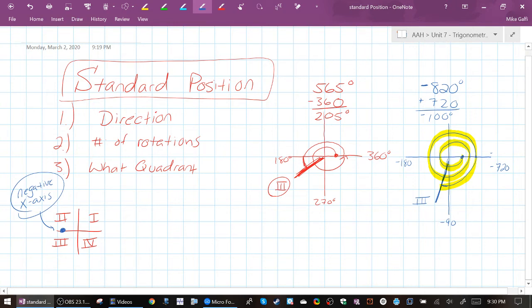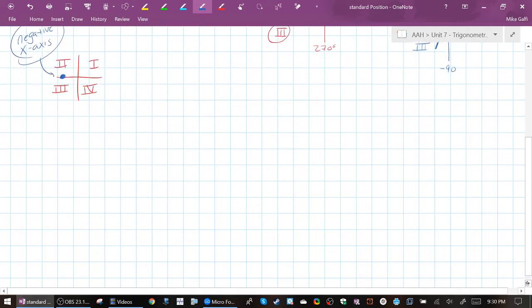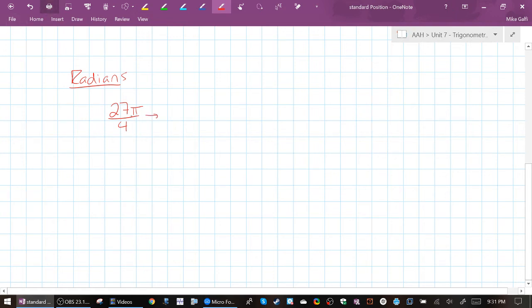Okay, all right, couple more problems we'll go through. What happens if we are in radians? So for example, let's do something like 27 pi over 4. Okay, so in this case, I really think it's helpful to write these as a mixed number. So 4 goes into 27 6 times, right? 4 times 6 is 24, and you have 3 pi over 4 left over.